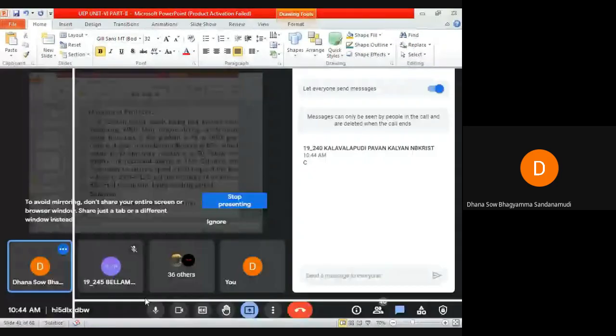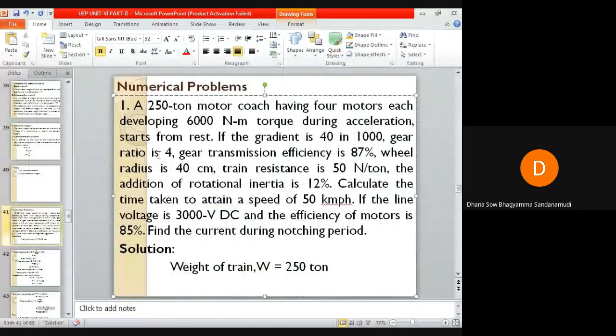Now, weight of the train is given. So write down the given data. Depending on what I'm going to determine, I have written the data, but you can write down the whole data that is given in the problem. So the weight of the train is W equal to 250 tons.